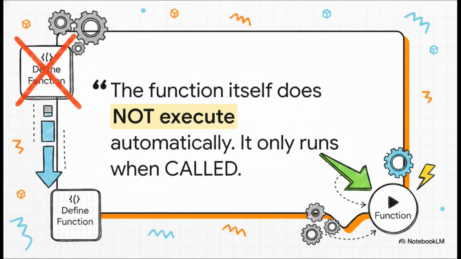You could write the most beautiful, complex, totally error-free function in the world, just sitting right there at line 1. But if the control flow never reaches a line of code that explicitly calls that function by name, Python is going to treat it like it doesn't even exist.